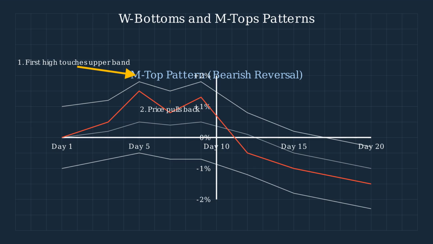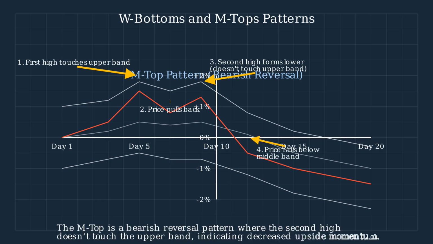The pattern continues with a second high that fails to touch the upper band, indicating decreasing upside momentum. Finally, price declines below the middle band, confirming the M-top pattern and signaling a potential downward trend reversal.